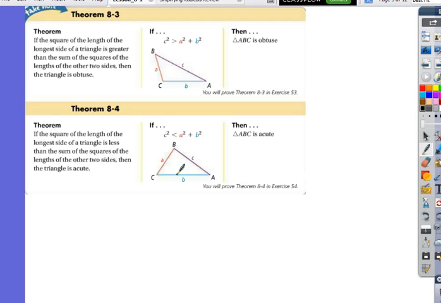If you think about it, it makes sense. The longer the hypotenuse is, the wider this angle has to be. So the longer the C is, the bigger the C is, the more likely you have a wide angle, which is obtuse. The smaller that C is, the more likely you have a narrower angle, which is acute. So when C squared is bigger than the sum of the other two squares, you'll have an obtuse. And when C squared is smaller than the sum of the other two, you'll have acute.